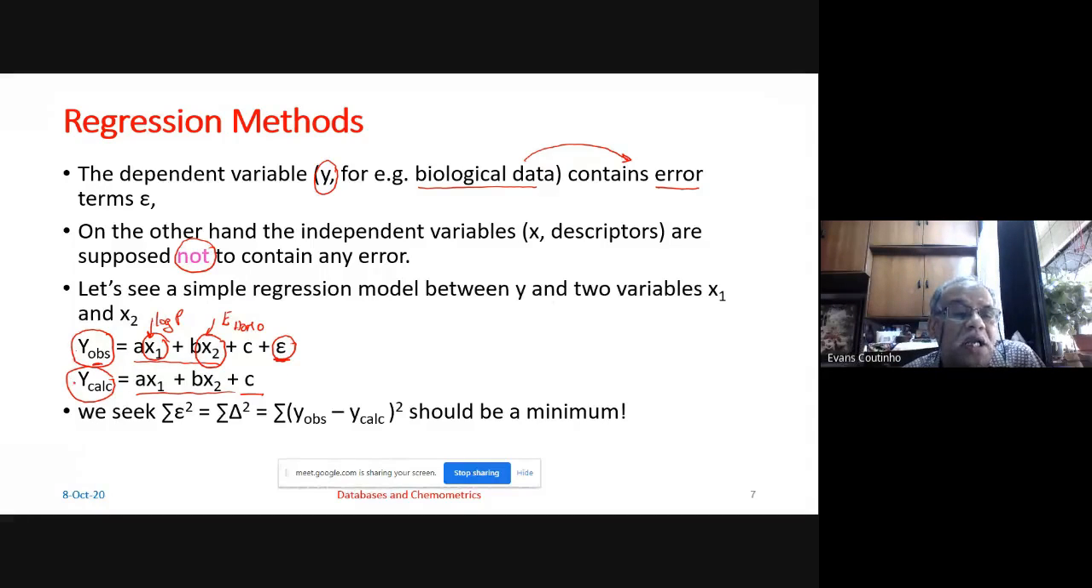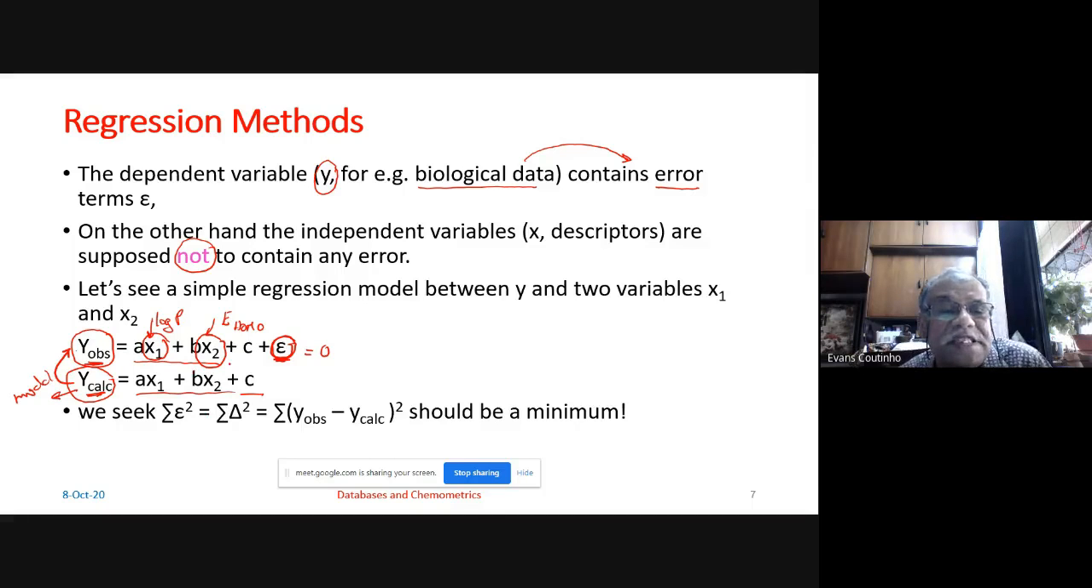So our model must approach the observed y value as close as possible. So how do these two get as close as possible, the modeled value and the experimentally observed value? How do they become close to each other? If this error is equal to 0, then the calculated value will be as close to the experimentally observed value. The calculated value is the one that we are trying to model.